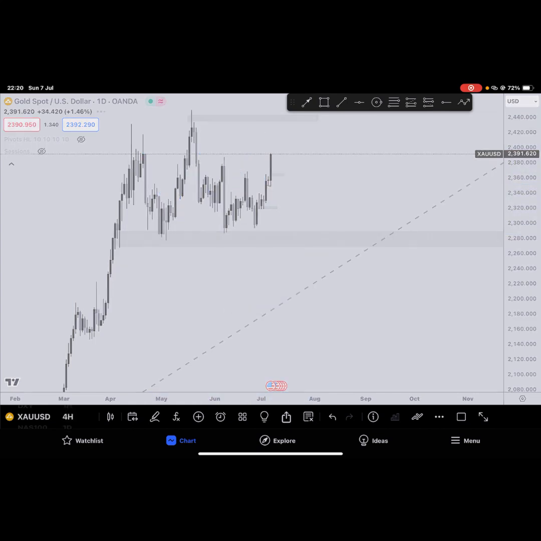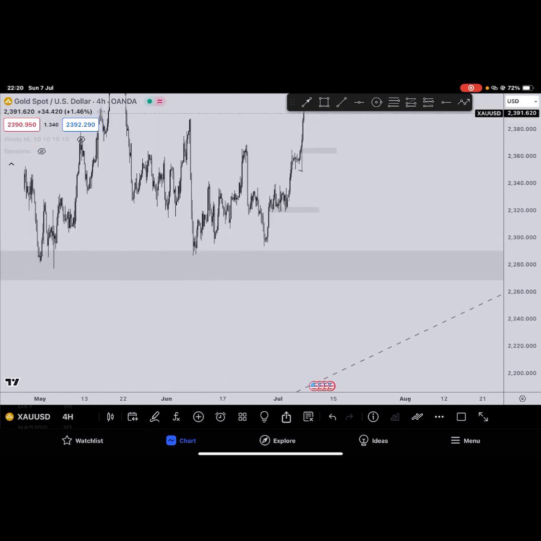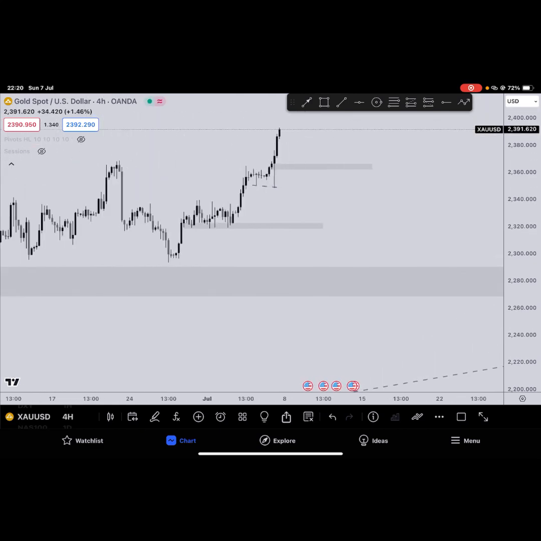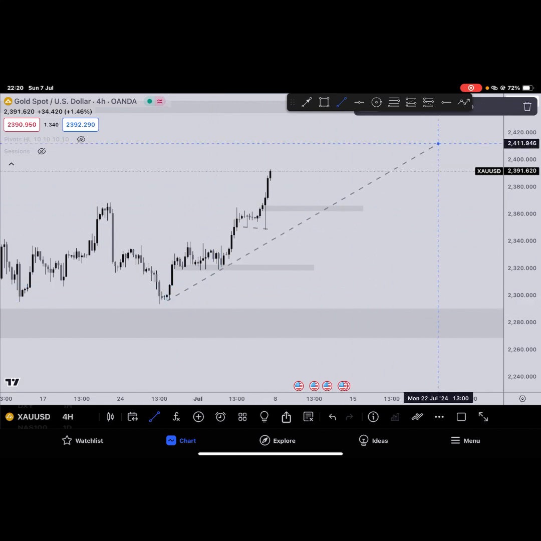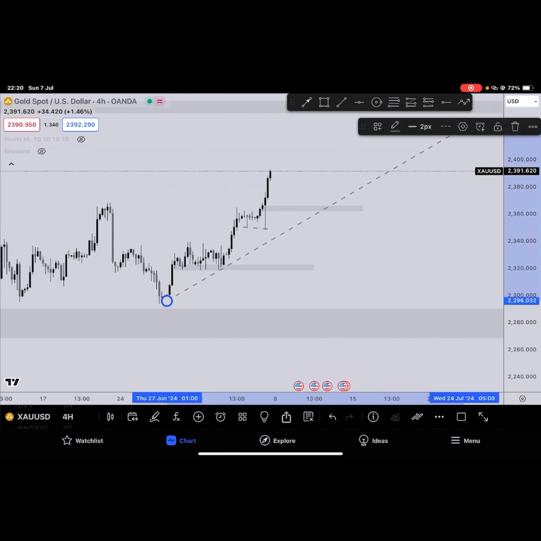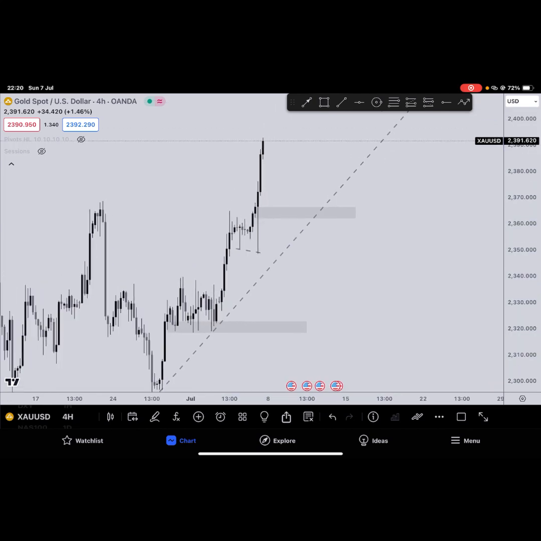So on the 4 hours, we're still seeing a bullish market structure. We're seeing an uptrend on the 4 hours, a bullish market structure here on the 4 hours.